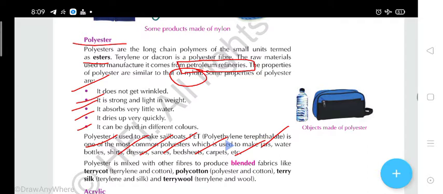Polyester is mixed with other fibers to produce blended fabrics like terracotton. Okay, by mixing that fiber with another fiber, you can make another fiber. Here, students, polyester is mixed with the other fiber to produce blended fabrics like terracotton, and terracotton is the mixture of what? Terylene and cotton, and polycotton means polyester plus cotton, and terrysilk means terylene and silk, and terrywool means terylene plus wool fiber. If you mix that fiber, you can make a different type of fiber.